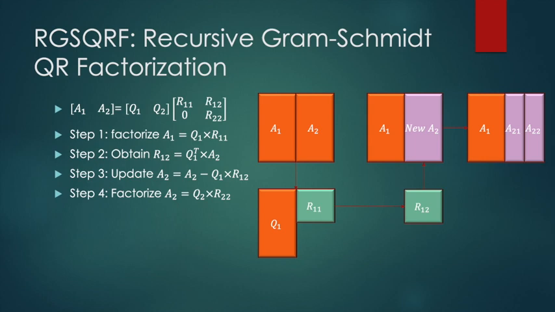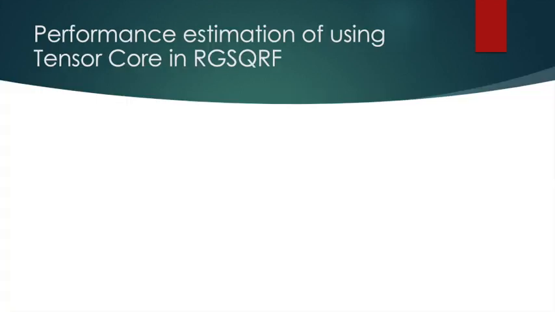Now, let's compute the estimated performance of RGSQRF. Similarly, we assume that the panel takes the same time as GEMMs. The overall computing time can be computed by this formula. And the figure shows the estimated performance.